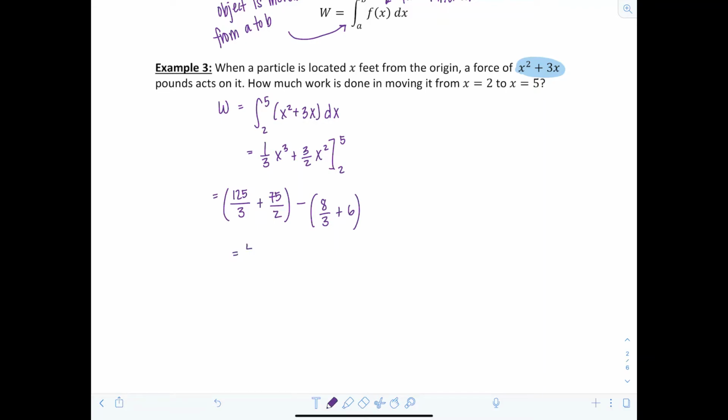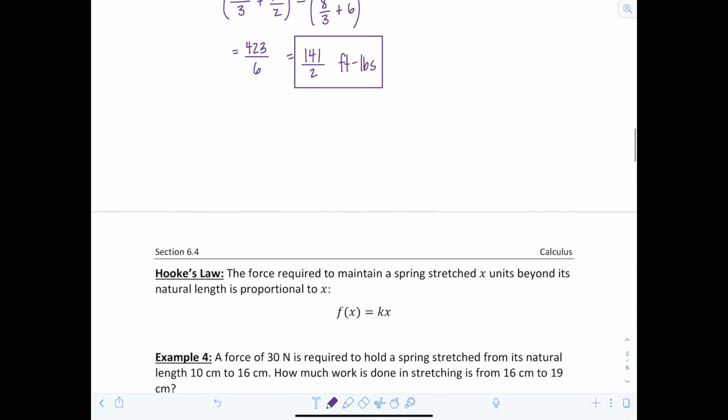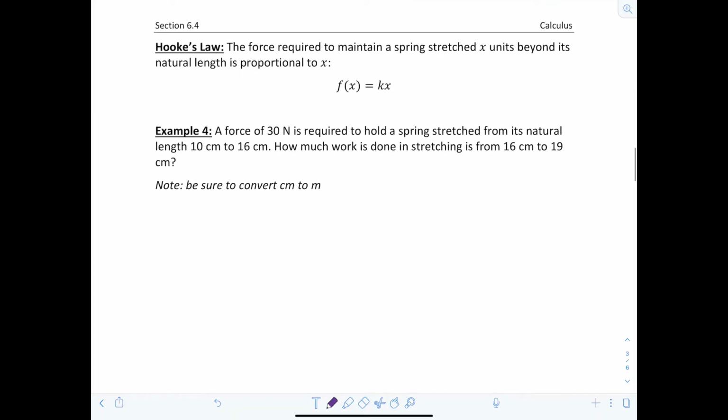And then, getting a common denominator, we get 423 over 6, which you can reduce to 141 over 2 foot-pounds. Don't forget your units. Okay, nicely done. Now let's look at another application here, and it has to do with Hooke's law.